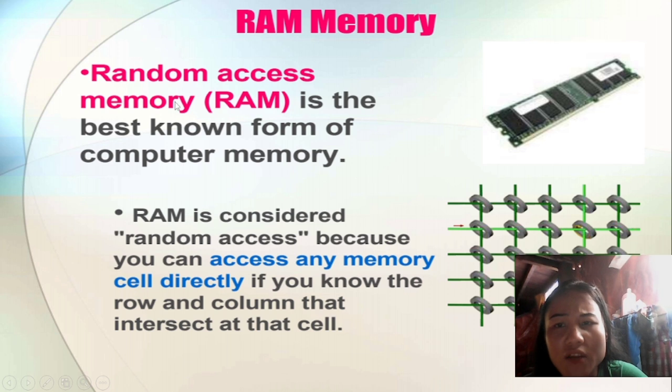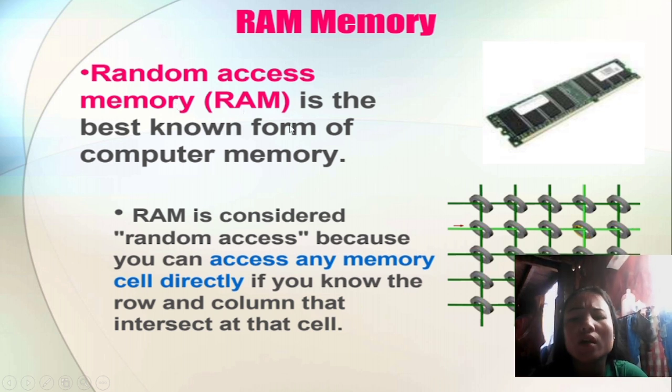RAM memory. Random access memory, or RAM, is the best known form of computer memory. RAM is considered random access because you can access any memory cell directly if you know the row and column that intersect at the cell. This image is the example of random access memory.